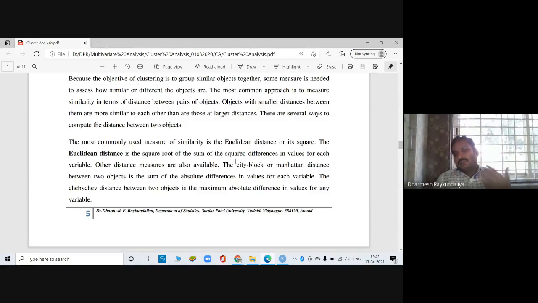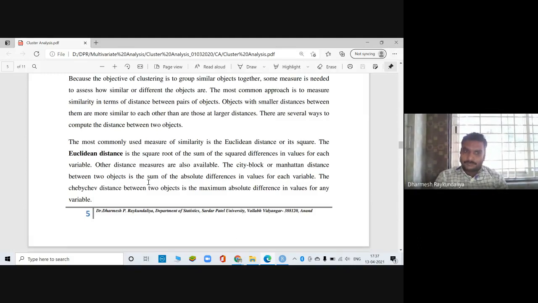As I told you in the theory classes, if two objects are given, object 1 and 2, with variables x1, x2, x3, then you have to take the difference of x1 in object 1 and 2 and square it, then the square difference of object 1 and 2 for variable 2, then the square difference for variable 3, and then take the sum and the square root of all. It gives the Euclidean distance between the two objects.